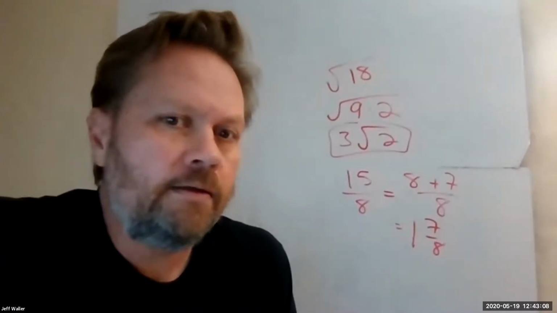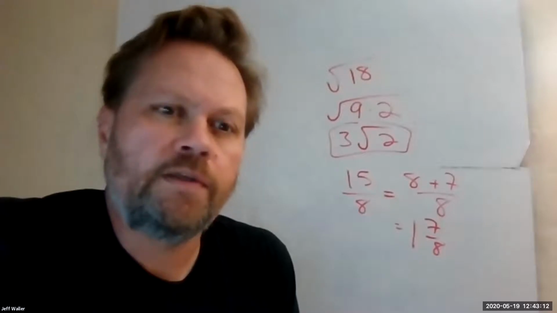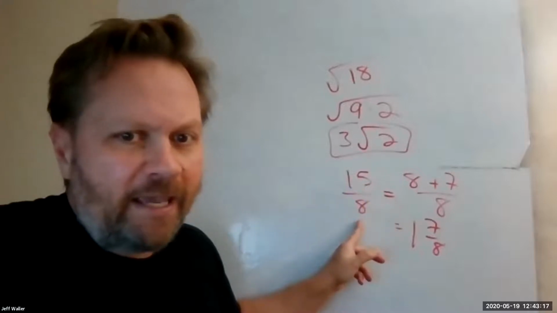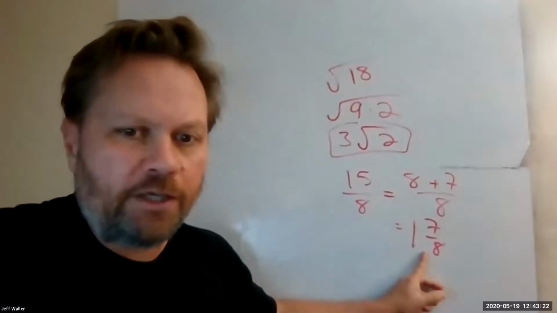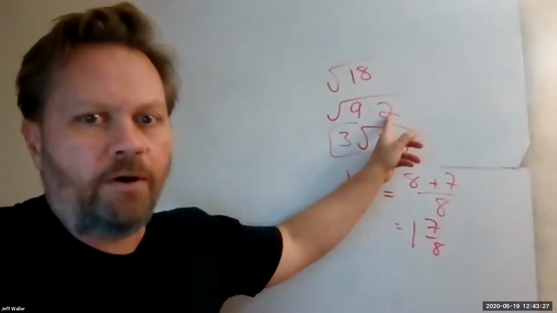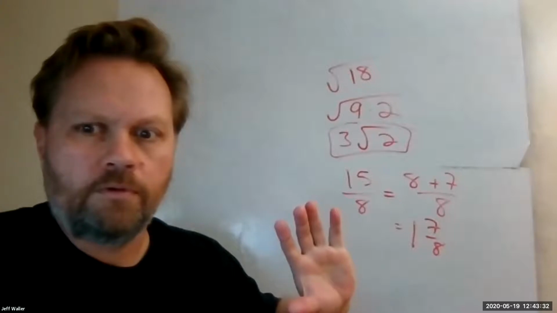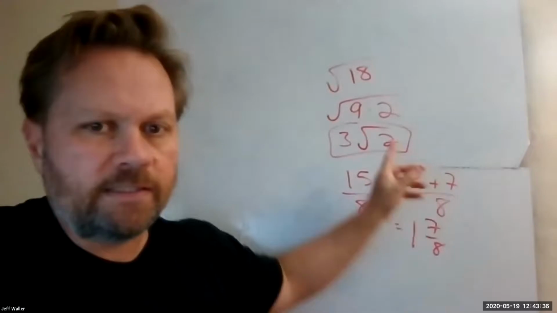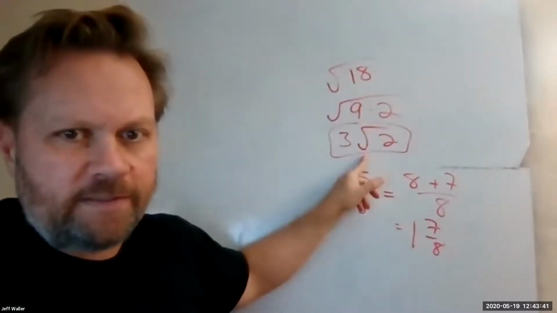The square root of 18 is 3 times the square root of 2. The same way that 15 divided by 8 is 1 and 7 divided by 8. It's got a part that I could do and a part that I couldn't do. A part that I could do and a part that I couldn't do. So this is a slightly preferred way to write this. They're the same.